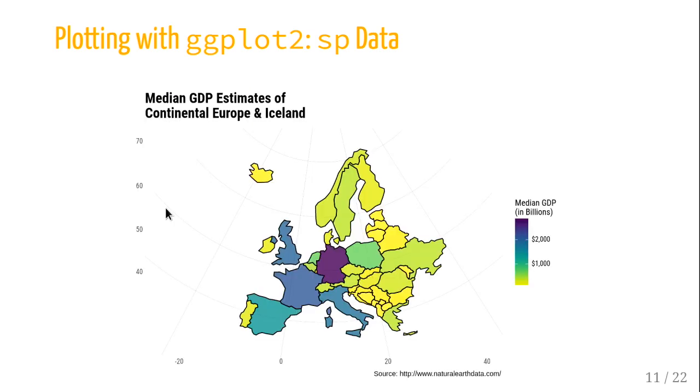And the output looks like this. Here you can see the latitude, longitude values a little bit more easily. And as you can see, for those of you who know your European countries without needing a label, Germany has the strongest GDP, obviously, followed by France and the UK, and then maybe Italy and Spain, and then the other ones.